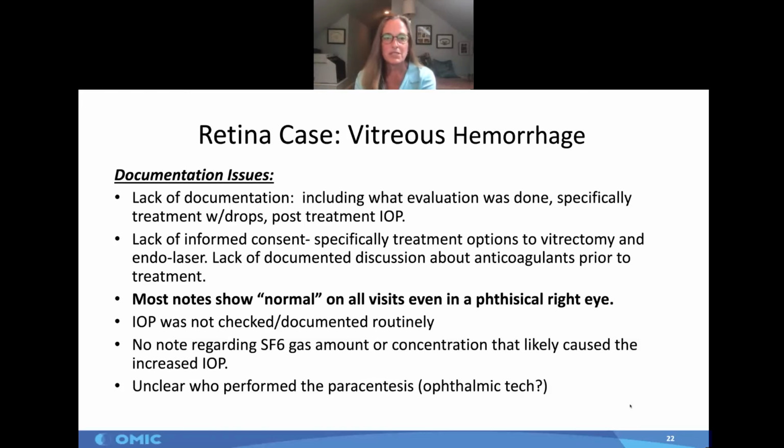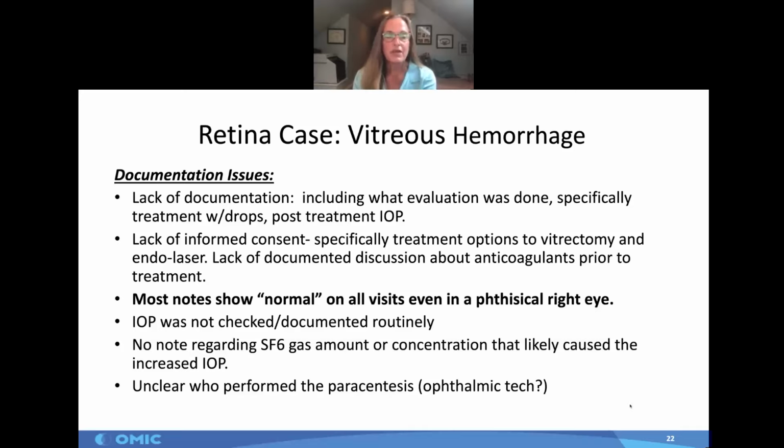So as far as the documentation issues, it's important to note that you need to look at what evaluation was actually done and documented. Specifically, there was a lot of carry forward in the notes, and there was inadequate documentation of what drops were used to control the eye pressure. There was an elevated eye pressure on the first day after surgery.